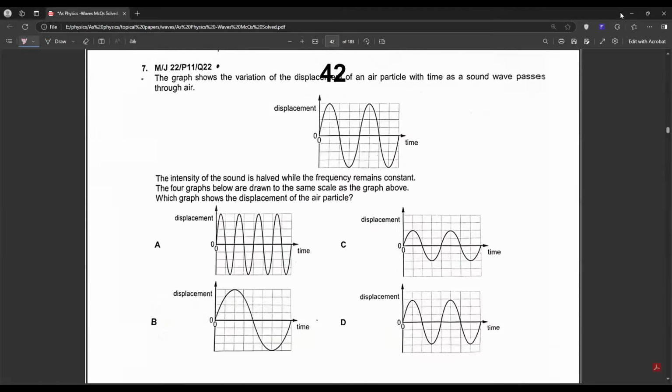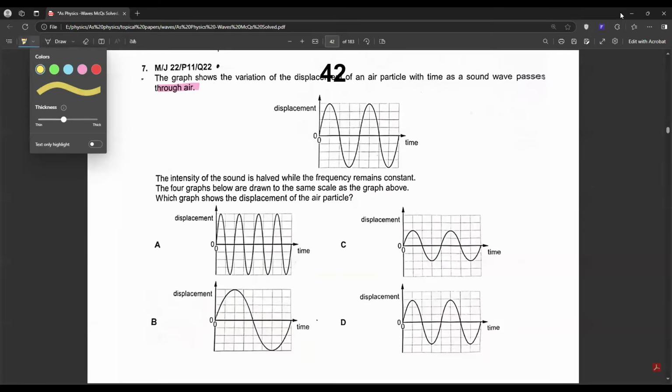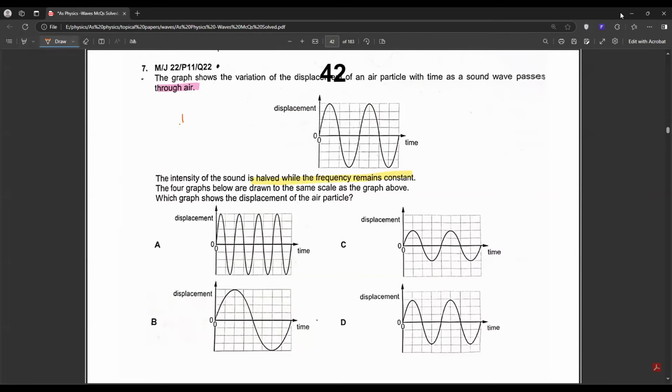The graph shows the variation of the displacement of an air particle with time as the sound wave passes through air. The intensity of the sound is halved. The frequency remains constant. So intensity goes from I to I over 2. The four graphs are drawn to the same scale as the graph above. Which graph shows the displacement of the air particles?